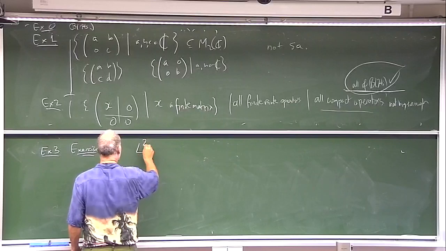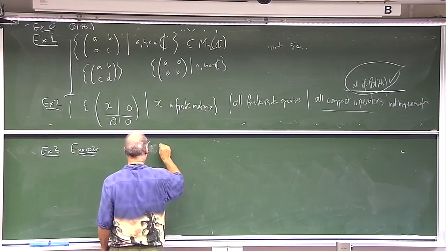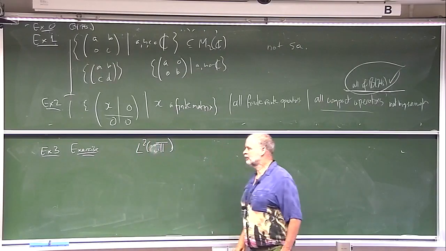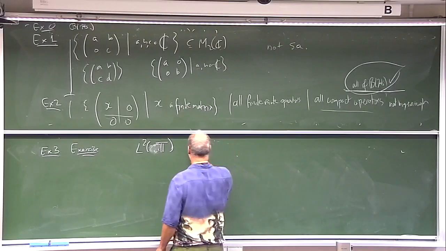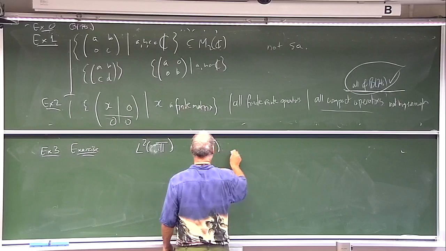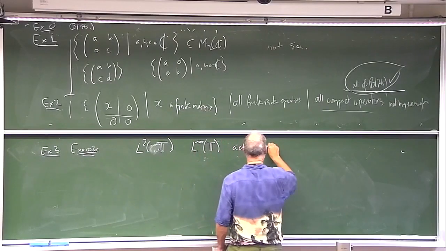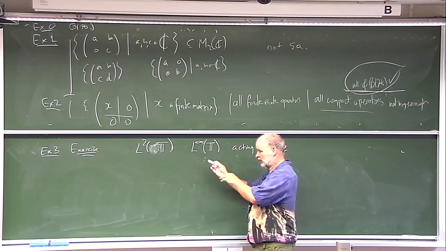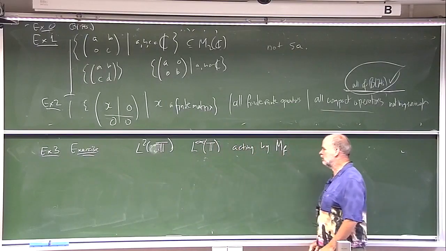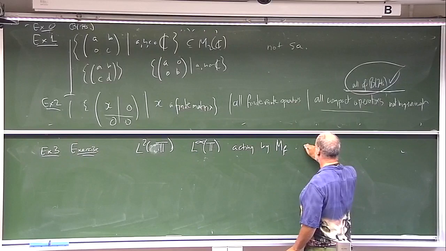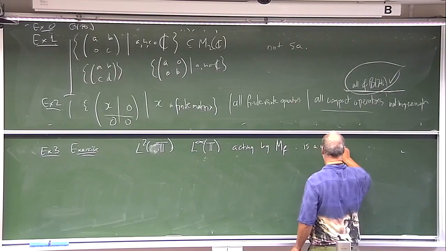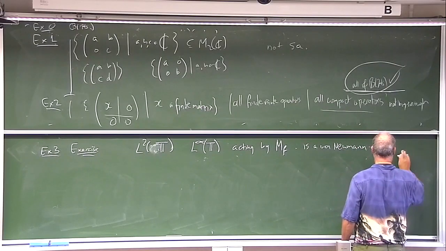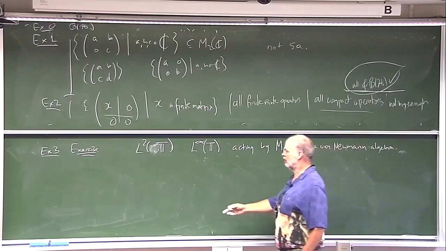So if we take L2(X, mu), well, let's make it even more concrete. L2 of our favorite T, L2 of the circle, then I claim that the L infinity functions of the circle acting by M_f, by pointwise multiplication on the L2 functions, form a von Neumann algebra. And obviously there's an assertion for arbitrary measure spaces as well.